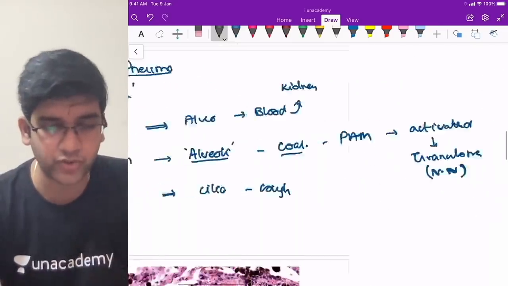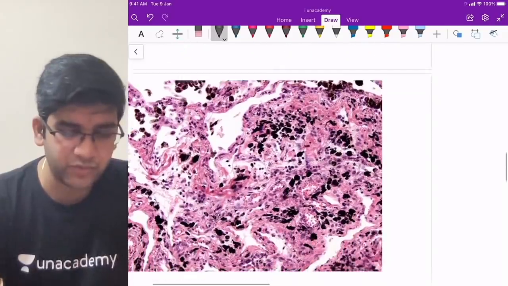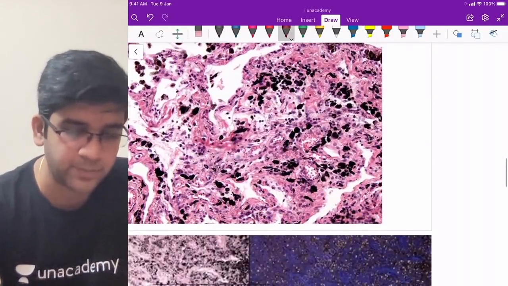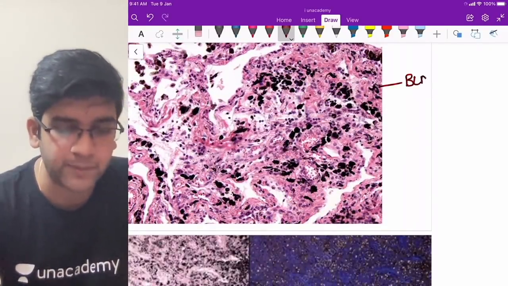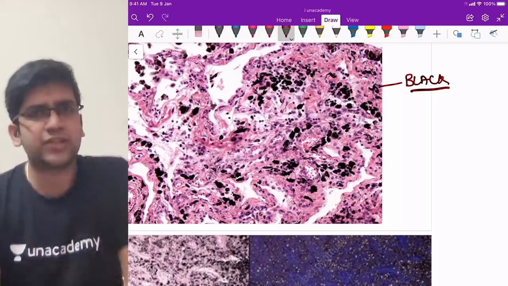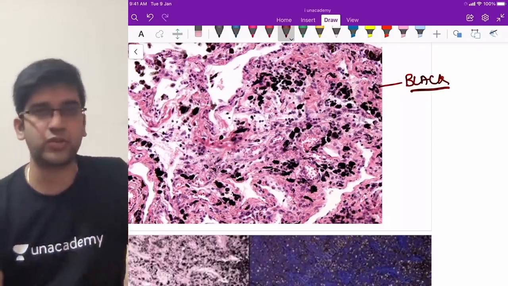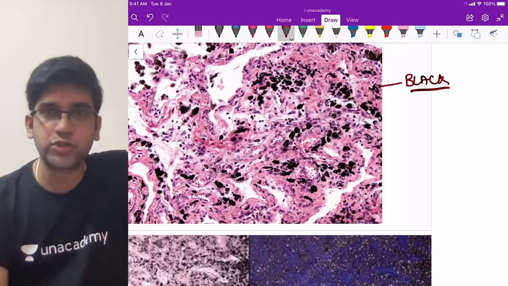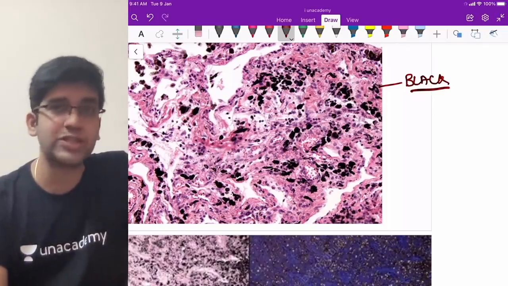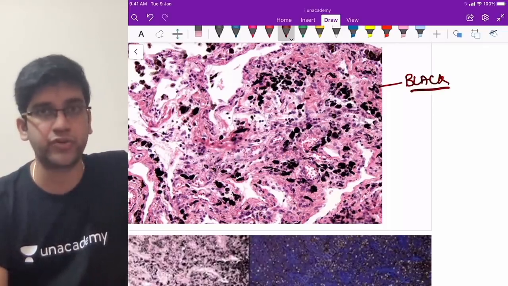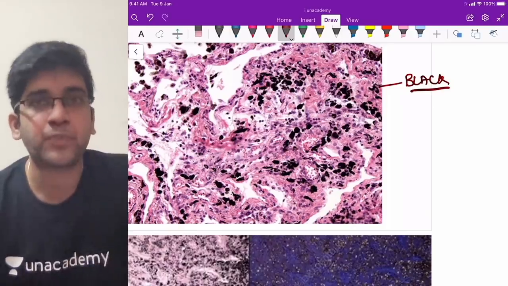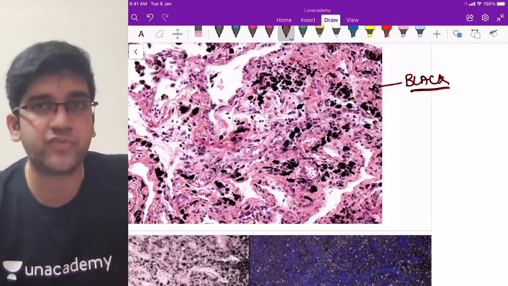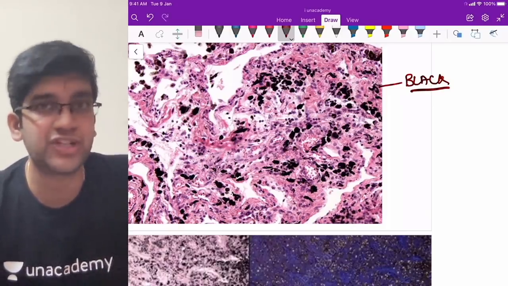So when I have anthracosis, as I said, the only finding for me on microscopy is the black color pigments. Whenever I see anything black color, I'm going to call it anthracosis, anthracotic, right? So we have three stages: anthracosis, simple coal workers pneumoconiosis, and complicated coal workers pneumoconiosis, right? The difference here is based on the size of the lesion and also the functionality of the lung.